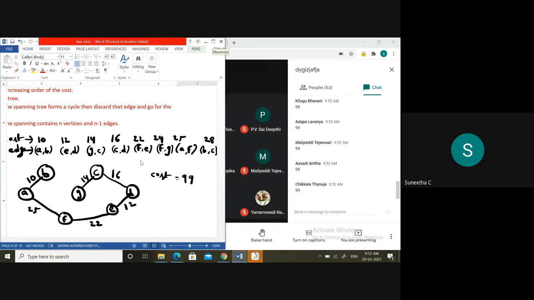Did you understand how to construct using Kruskal's algorithm? The procedure is very simple. Every time we are adding the minimum cost edge to the spanning tree. If adding an edge forms a cycle, we are discarding that one and we are going for the next edge in the graph. The procedure is very simple.